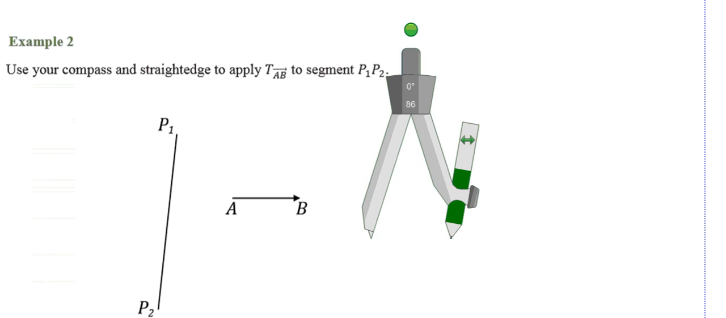So it says, use your compass and straight edge in order to apply the translation of vector AB to the segment whose endpoints are P1 and P2. So the way that I'm going to start this is I'm going to go ahead and use my compass to measure the length of vector AB. I know that when all is said and done, I have to translate or move or slide P1, P2 a distance that's equal to the length of vector AB. So that's my first step.